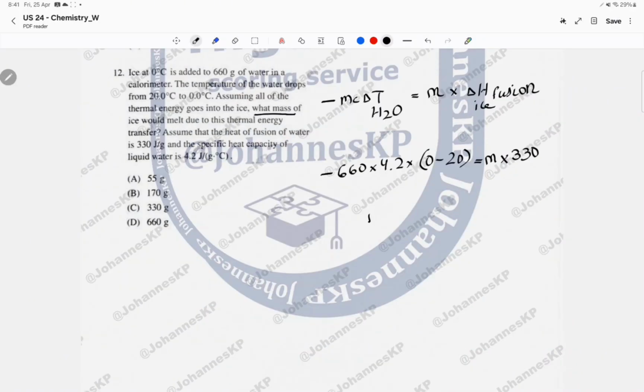Okay, let's now do the math. So m is equal to minus 660 times 4.2 times negative 20, over 330 in the bottom. Let's see how much that is. I got 168 grams, which is choice B.